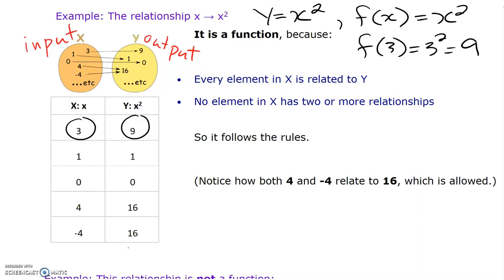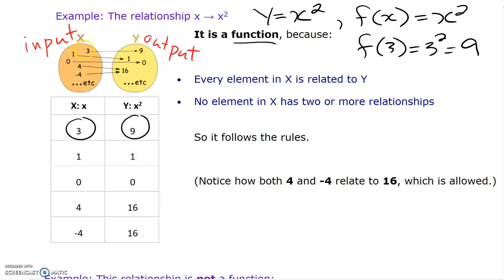The very, very, very important thing. It is a function because of what I'm about to say. Every element in x is related to y. So if you have any output, 3, 1, 0, 4, -4, they all have to produce one output. I may have misspoke. If you have any input, every input has to produce an output. Also, no input has 2 or more relationships.